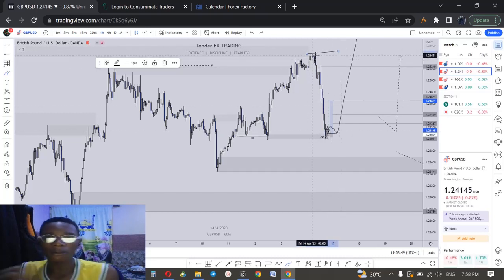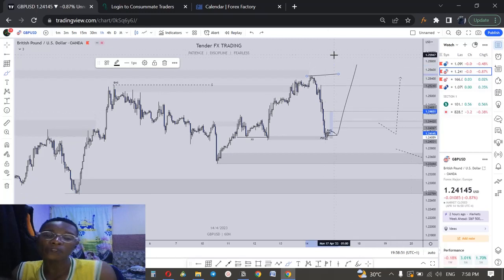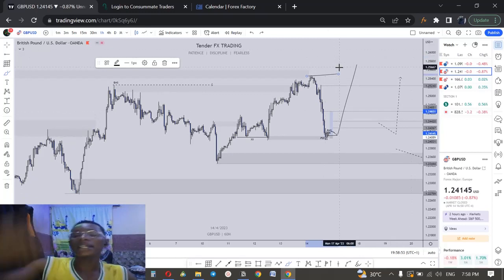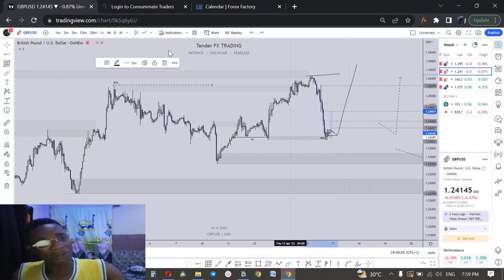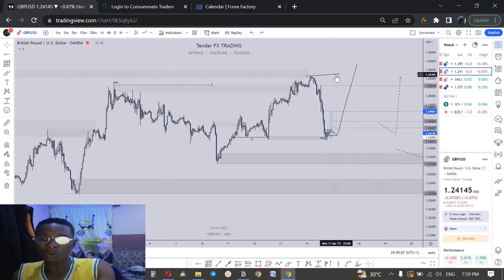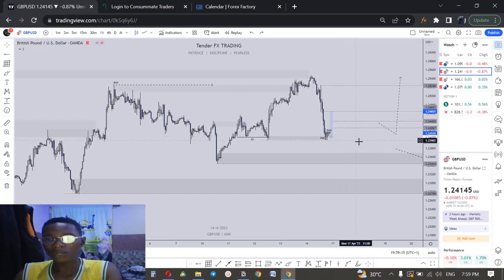There is no reason for price not to take out this and keep buying up, regardless of the higher time frame bias, right? So you can see how I am working with the higher time frame bias and keeping the idea very simple on the lower time frame. So you really need to understand how to start your analysis from the higher time frame before moving down to your lower time frame to plan your trade, right?